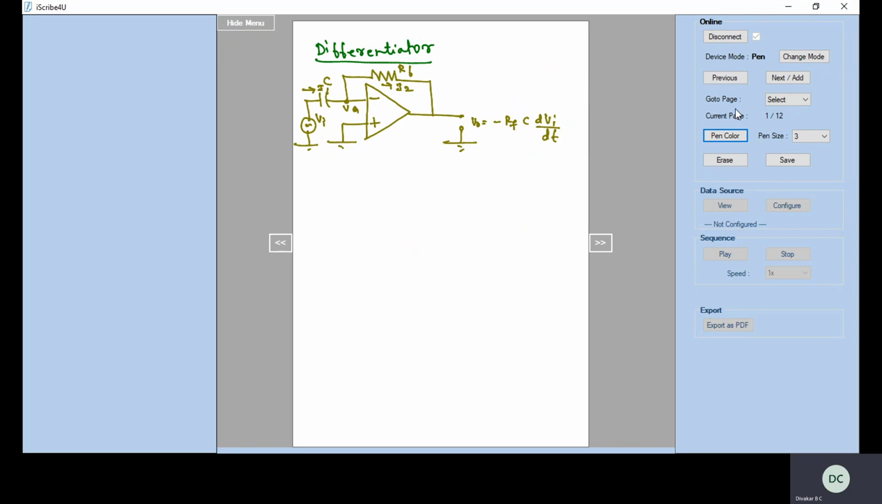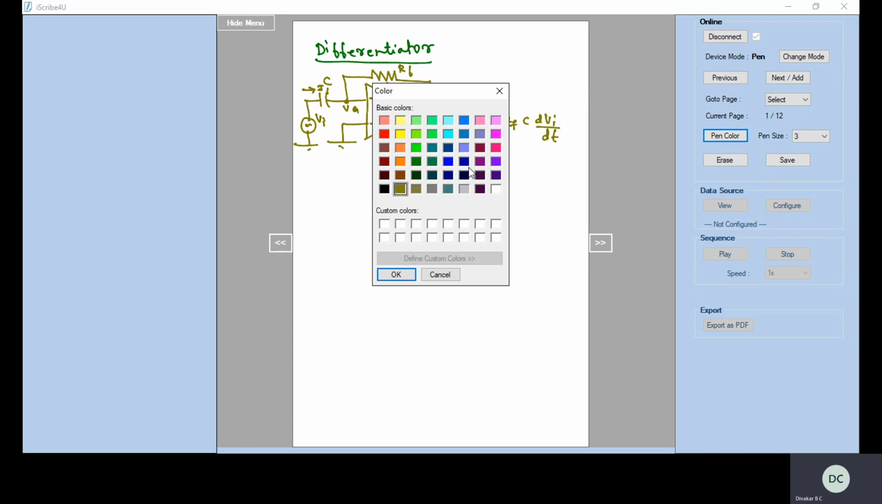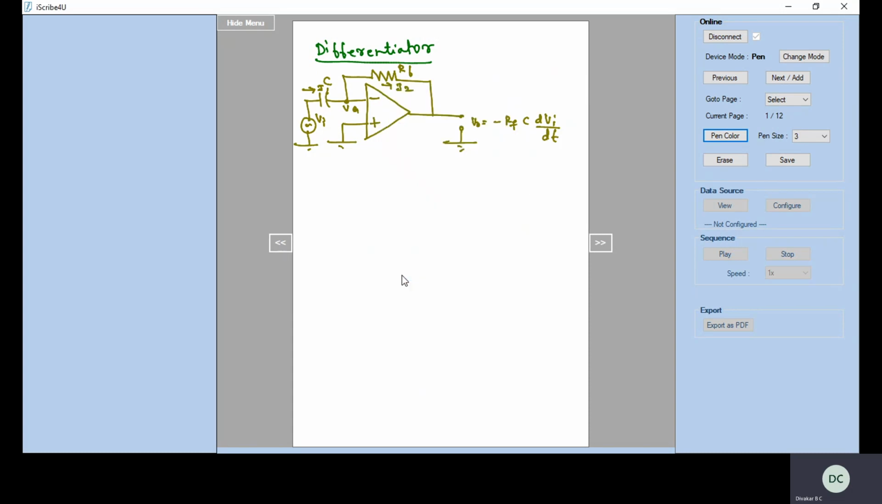Due to the concept of the virtual ground, whatever the potential at the non-inverting terminal, the same potential will be at the inverting terminal. So Vg is 0, since the non-inverting terminal is connected to the ground. Why? Because the op-amp has very high input resistance, no current flows through the input terminal. According to KCL, the incoming current is equal to the outgoing current, that is I1 is equal to I2.